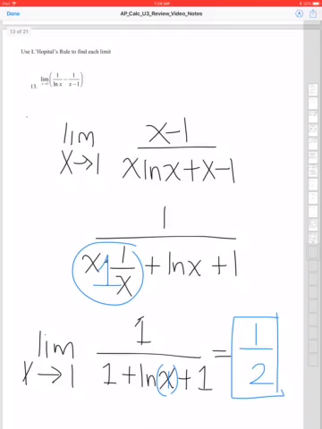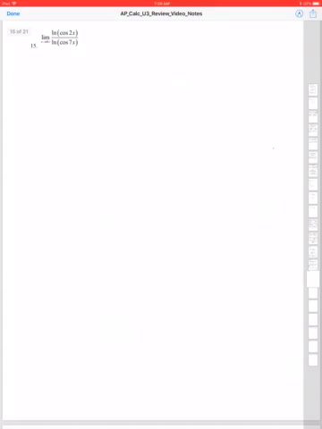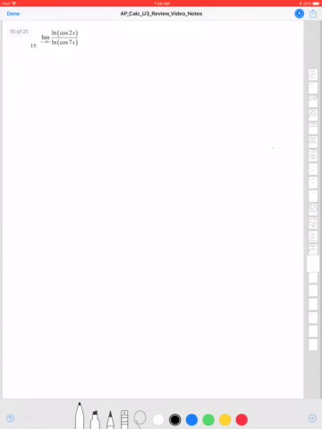We are going to use L'Hopital's rule. Alright. And all of the stuff disappeared, so perfect.